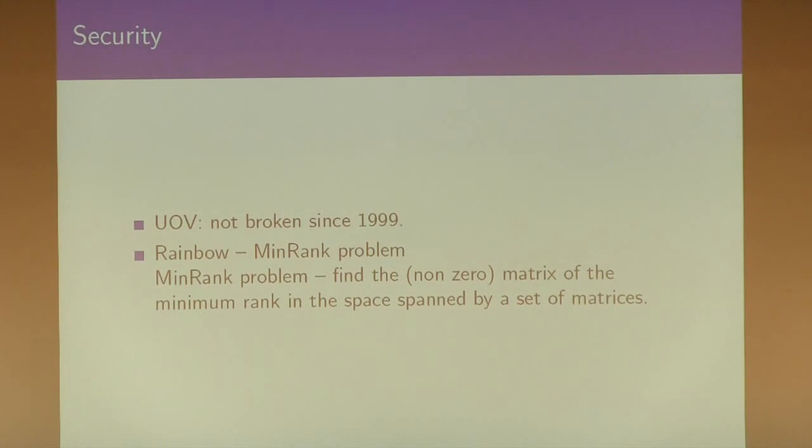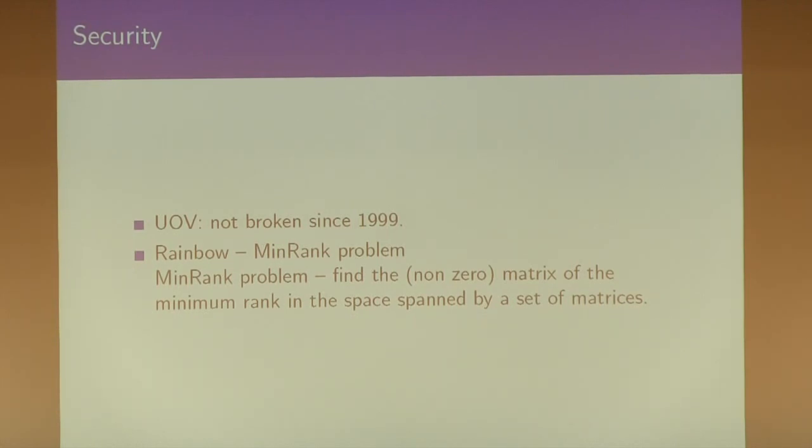It turns out that to separate them, we can use what is called the MinRank problem. MinRank is very simple. The MinRank problem is: you have a set of matrices, and what you want to do is take a linear combination of those matrices to achieve minimum rank, not 0 of course. That's the MinRank problem. So in addition to algebraic attack, the Rainbow system has a possible weakness if you can solve the MinRank problem efficiently, and then you can defeat it.